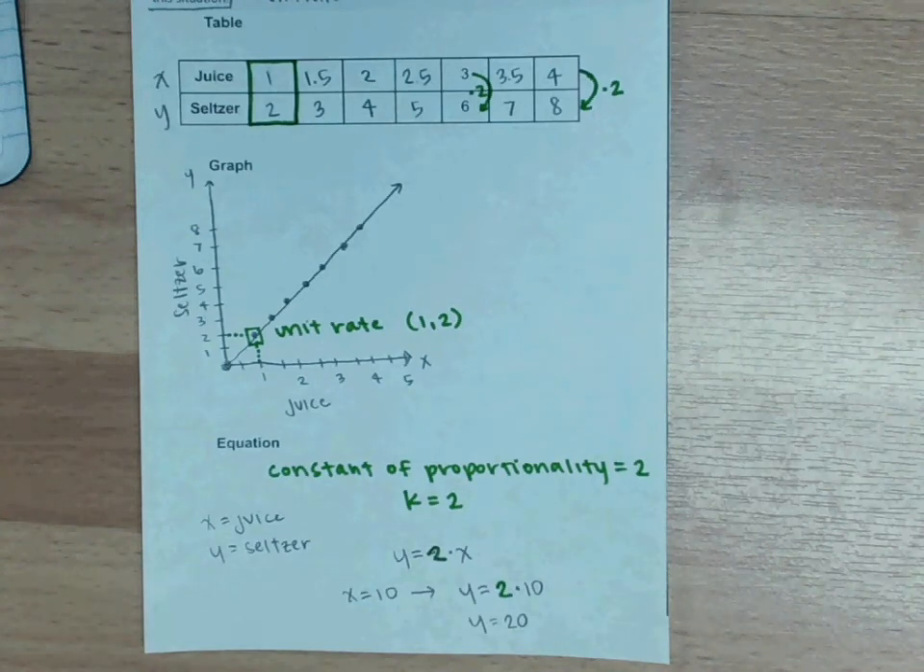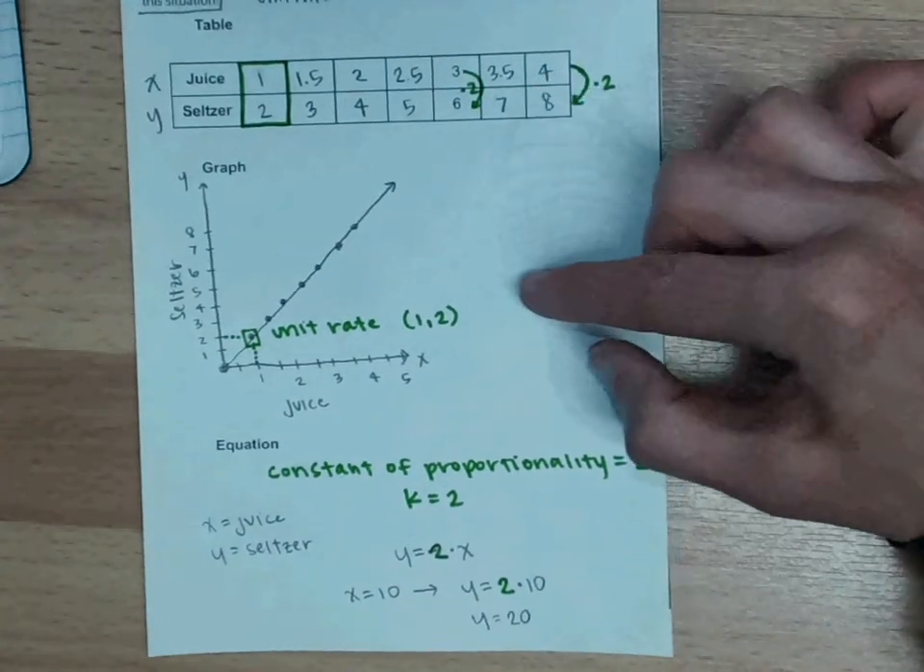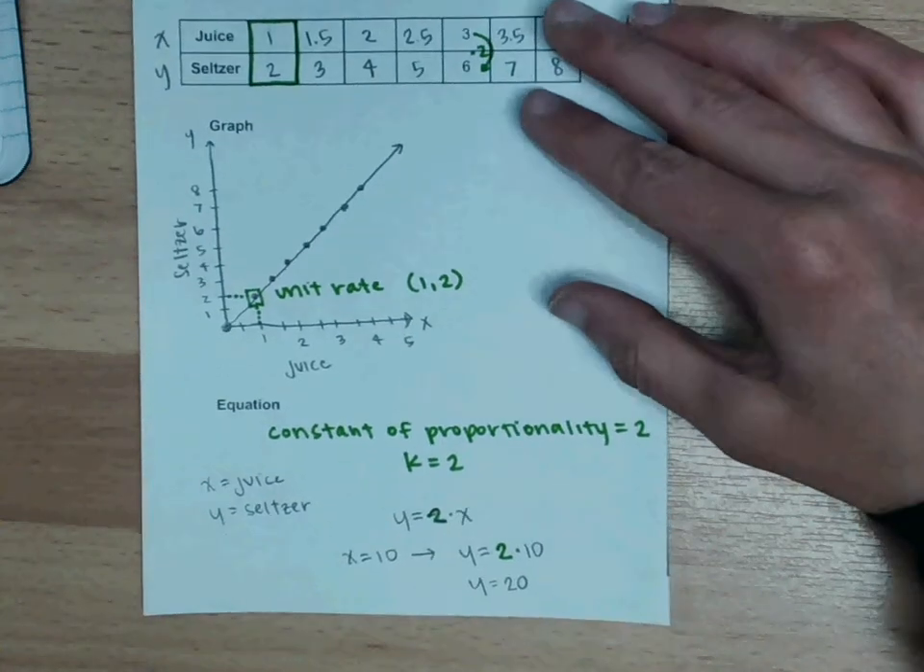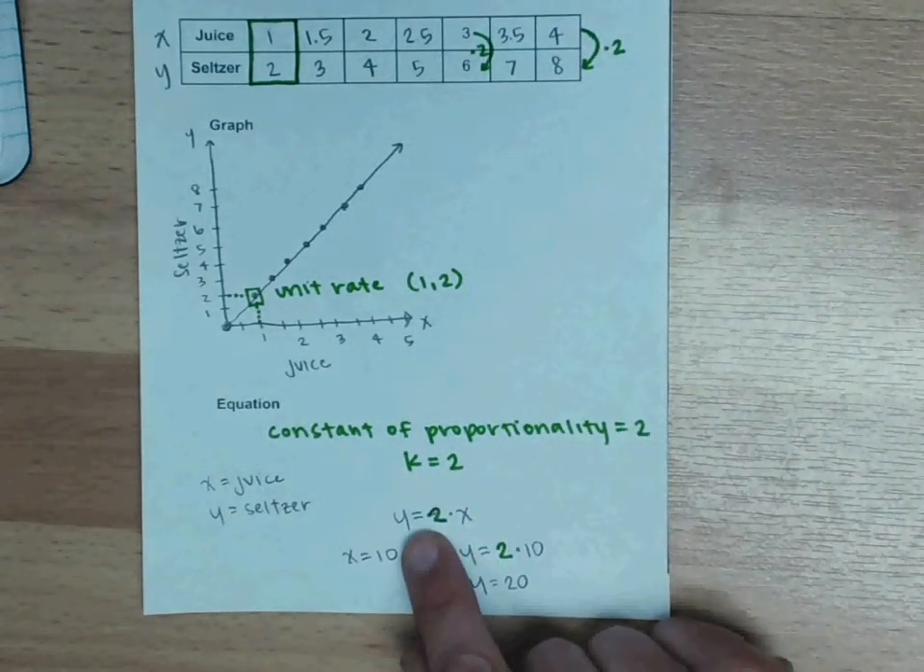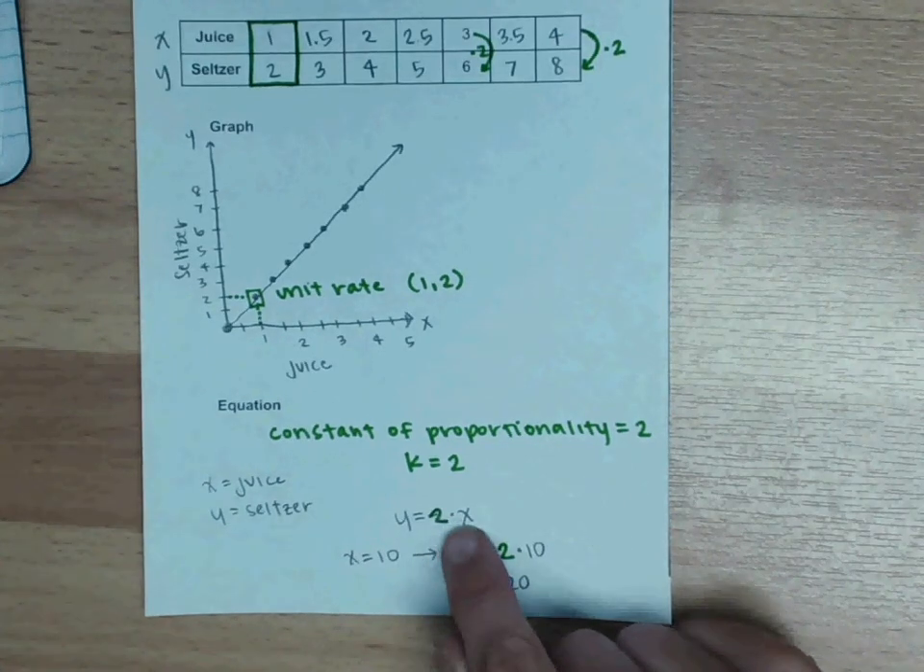So, in order to write an equation from any situation, you find the unit rate. That's what we did in the table and the graph. And you plug it into your equation where the k goes. y equals k times x.